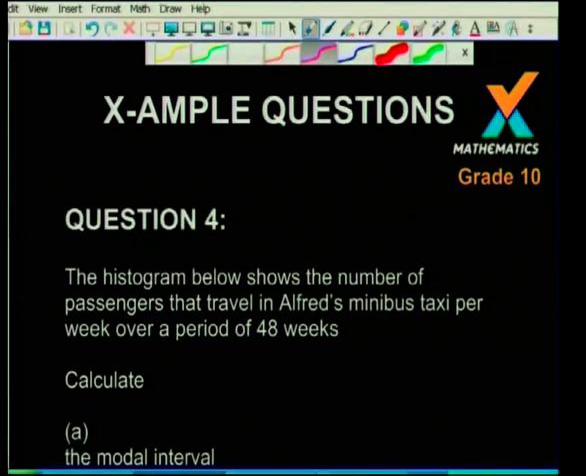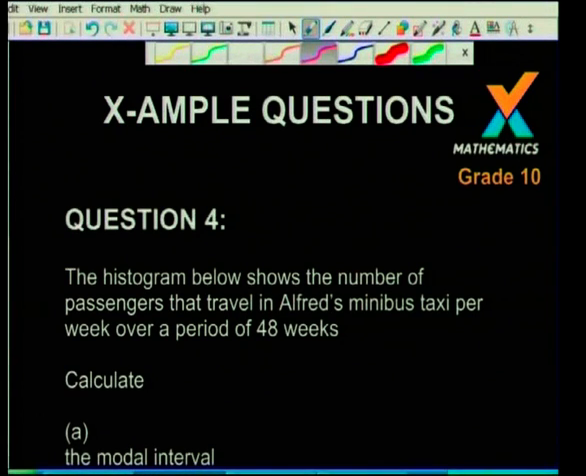Now, it would appear to me that there's quite a big difference between the modal classes and the actual mode. So I would say that the mode for the ungrouped data would be the best measure of central tendency. Remember, guys, ungrouped data is always more accurate. It's just not always very practical to work with big pieces of ungrouped data.